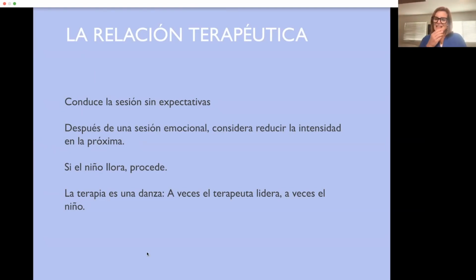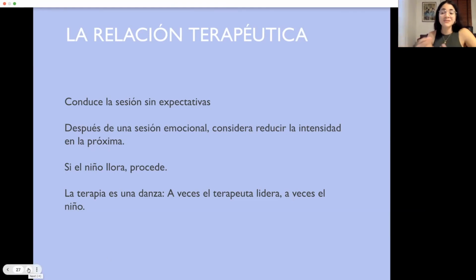And someone said in a training a couple weeks ago, this is like a dance. Sometimes I lead, sometimes the client leads. And I said, that's a quote of Violet's. She said that about therapy being like a dance that way.